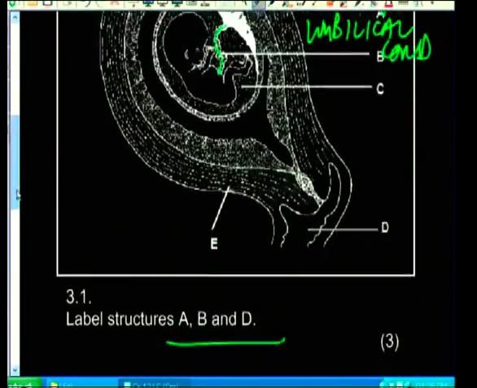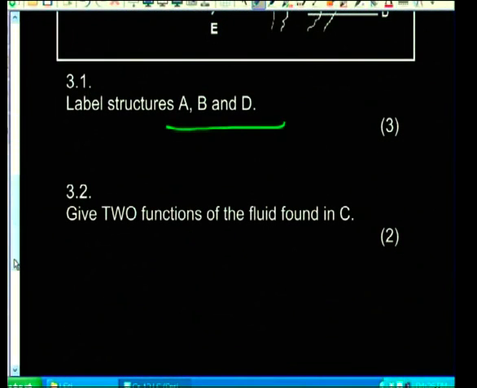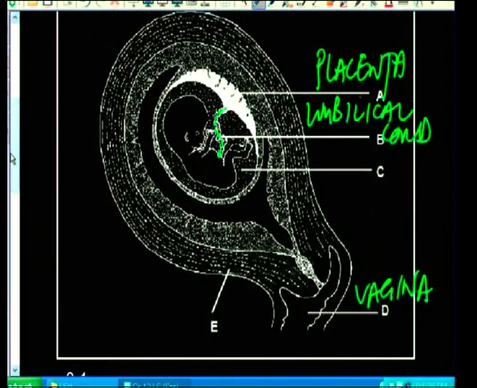And what else do they ask? D, not C, but D. D is this area here. This would be the vagina or the birth canal, but the vagina is the correct label there. Give two functions of the fluid found in C. C is this area here, just immediately around the baby. That would be the amnion, or the amniotic fluid that we're talking about.